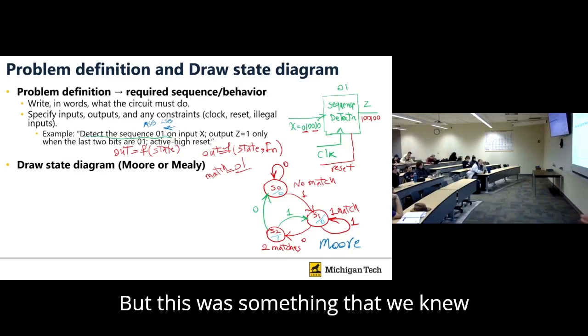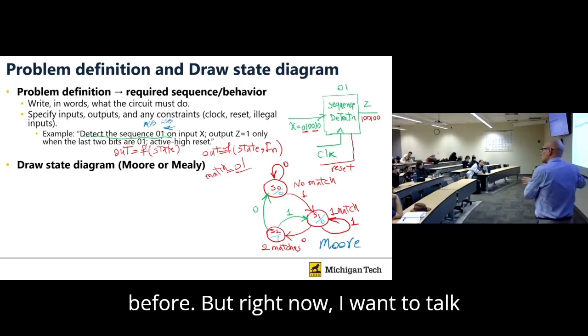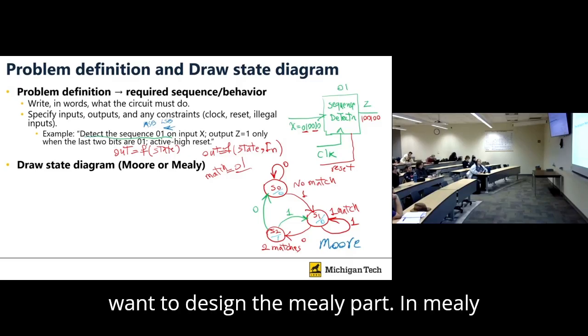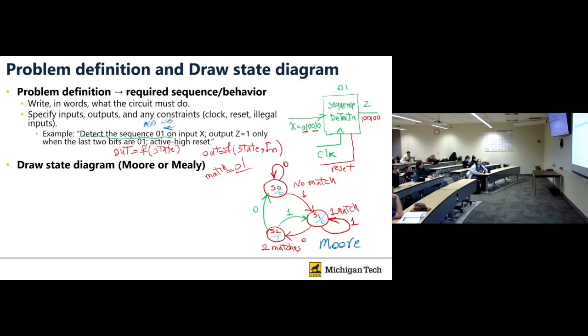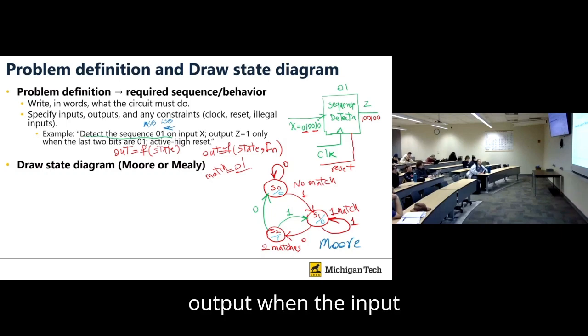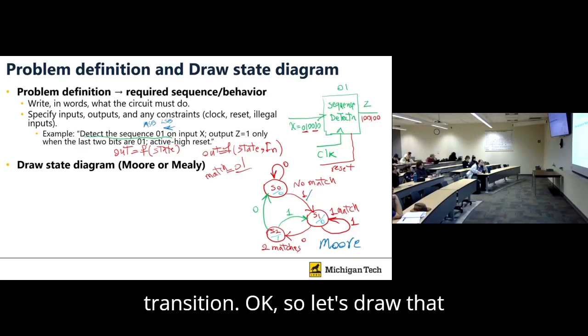But this was something that we knew before. But right now I want to talk about Mealy. Imagine we want to design the Mealy part. In the Mealy part, there is a little difference because in Mealy, input is also important. And we make output when the input comes right away. So we actually consider output here, for example, in this transition.